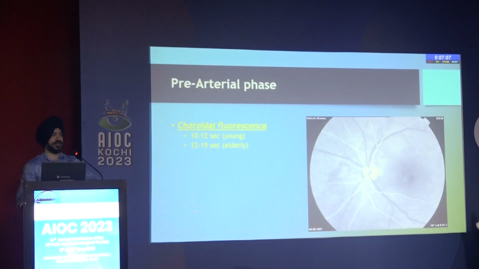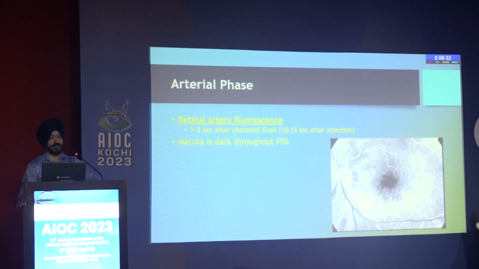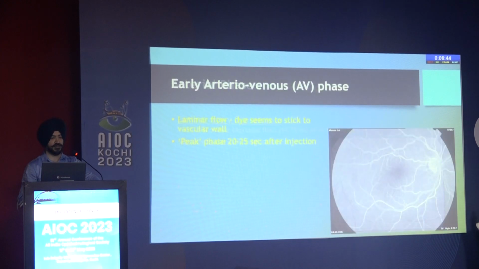So each phase of the angiogram has its own significance. This is the choroidal fluorescence, slightly delayed in the elderly because of the reduced supply. If the choroidal fluorescence or the patchy fluorescence lasts for more than 5 seconds, it is considered abnormal. Then we have the arterial phase. You pick up the arterial AV transit time or the arm-retina time in cases of occlusive diseases. The early phase and then the mid phase.